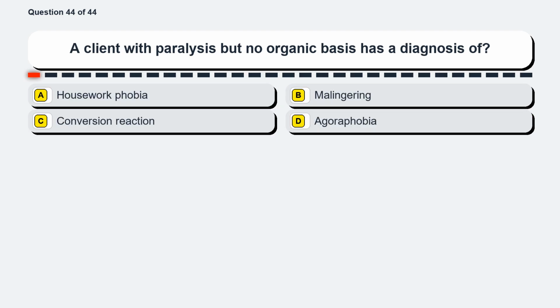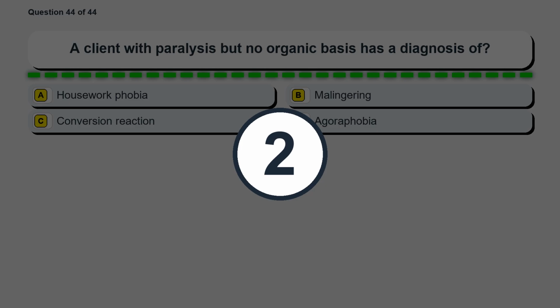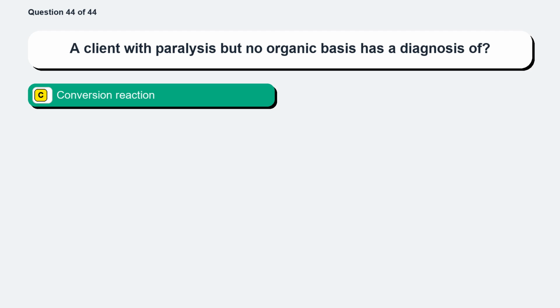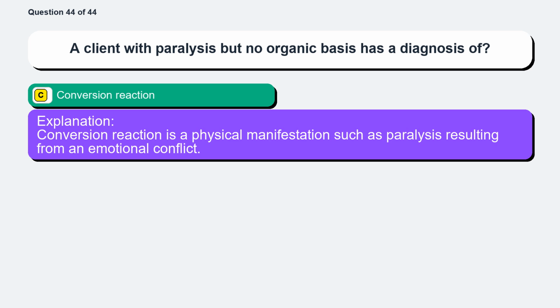Question 44. A client with paralysis but no organic basis has a diagnosis of? Option A. Housework phobia. Option B. Malingering. Option C. Conversion reaction. Option D. Agoraphobia. The correct answer is option C. Conversion reaction. Conversion reaction is a physical manifestation such as paralysis resulting from an emotional conflict.